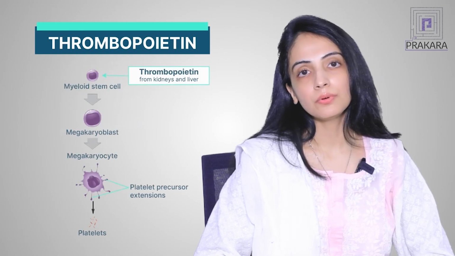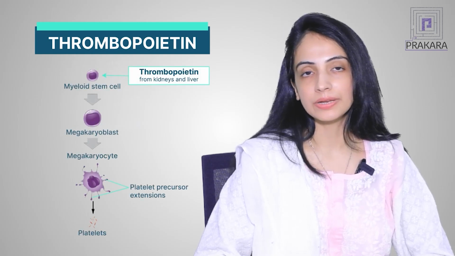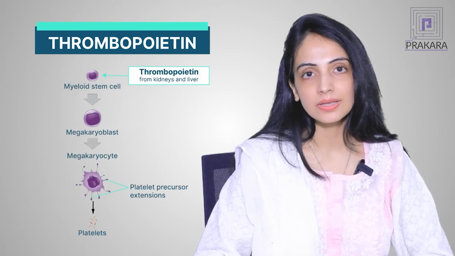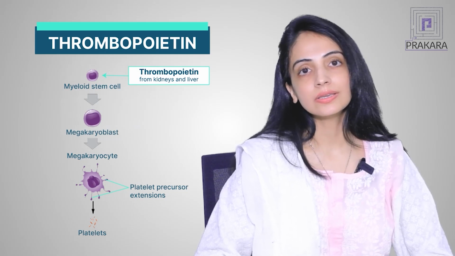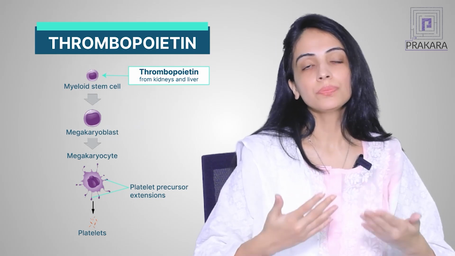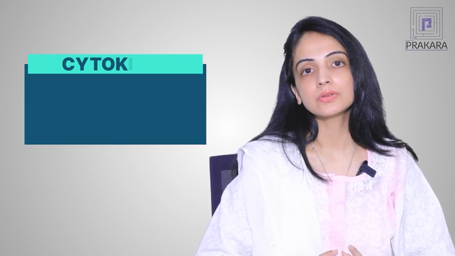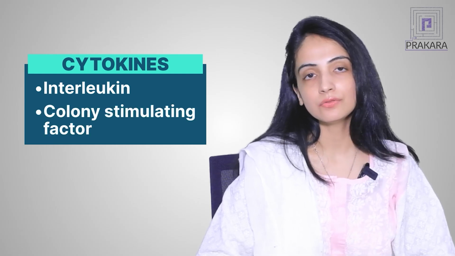Another hormone is thrombopoietin. Thrombopoietin regulates the formation of platelets from the megakaryoblast, and it encourages the stem cell line to produce more platelets. The third would be cytokines. Cytokines are small glycoproteins that are produced by various cells: fibroblasts, endothelial cells, macrophages, WBCs, etc. These are of two types. Cytokines are either interleukins or colony stimulating factors.